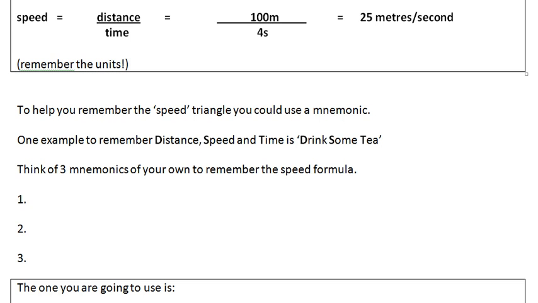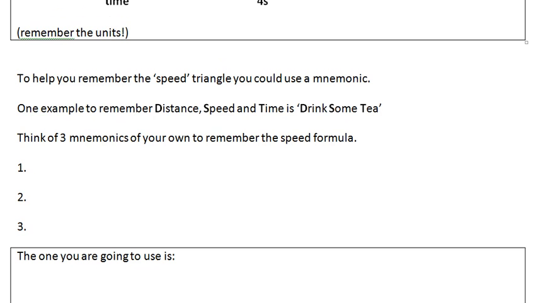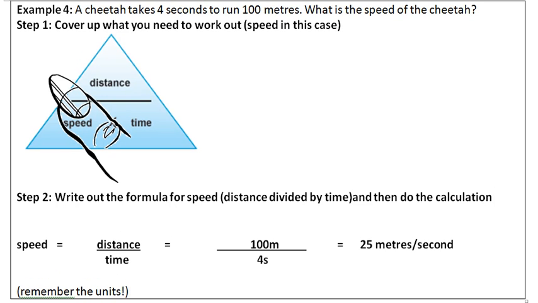If you want to have a try, think of 3 mnemonics of your own to remember DST, drink some tea, and then try them out and then choose one that you think you're going to use. You might want to have a chat with someone else who's also coming up with some mnemonics before you agree on the one that you will learn in your exam. Because from that, whatever you learn, you'll need to be able to write it in the exam as that calculation. Okay? Drink some tea. Distance, speed, time.